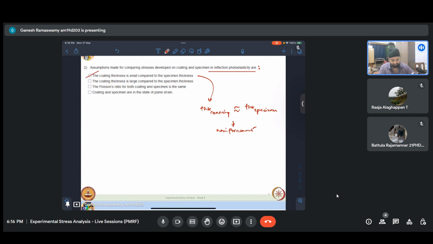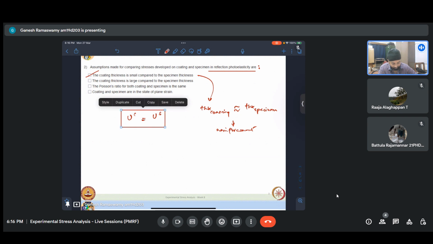This is definitely there. And in order to avoid the mismatch that comes about, we take it that the Poisson's ratio of the coating mu c is same as mu s. So we will see cases where this assumption might not be very prudent to make, but regardless, we first start with this basic assumption that we take the Poisson's ratio of the coating to be same as the Poisson's ratio of the specimen.